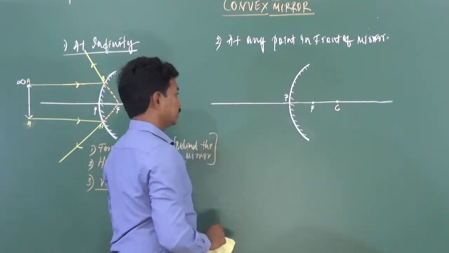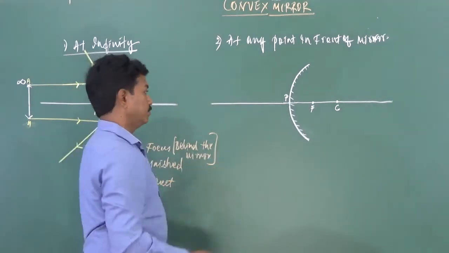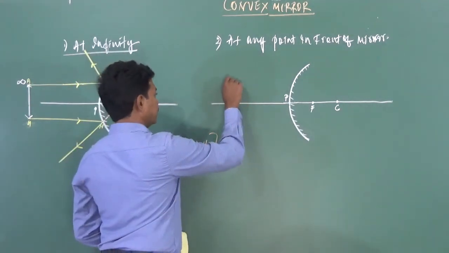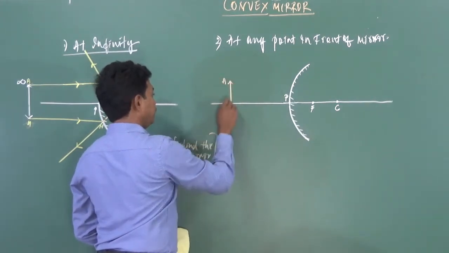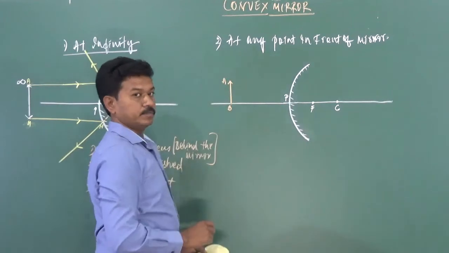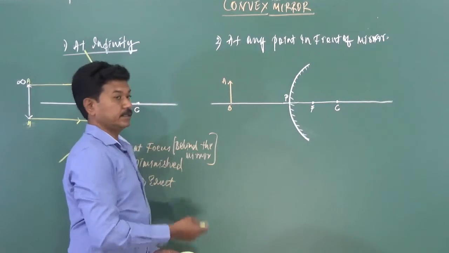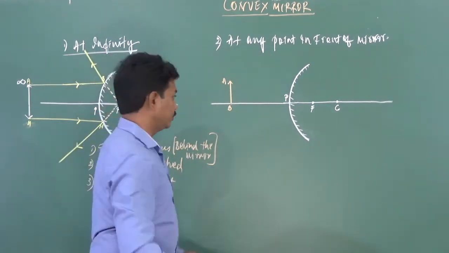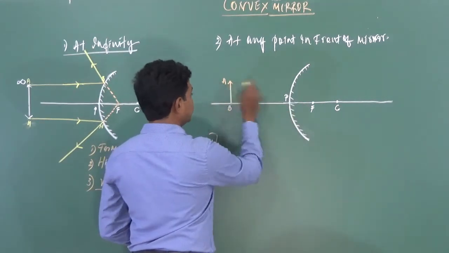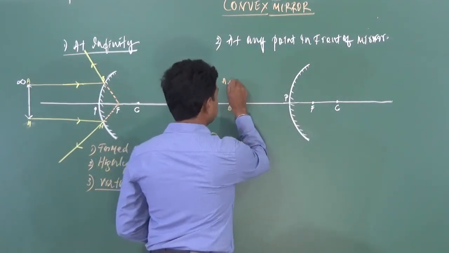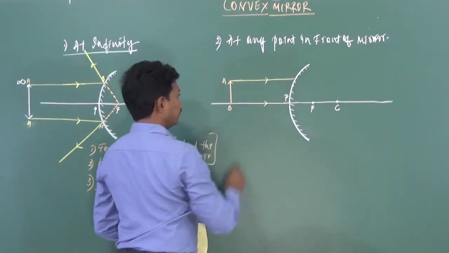Okay, so now let us place the object anywhere in front of the mirror. Let us take it somewhere here. Let us take the object as AB. So AB is the object. Now, when we place the object anywhere in front of the mirror, let us take two rays to define how the image is formed. Let us take one light ray from point A. Let it travel parallel to the principal axis.